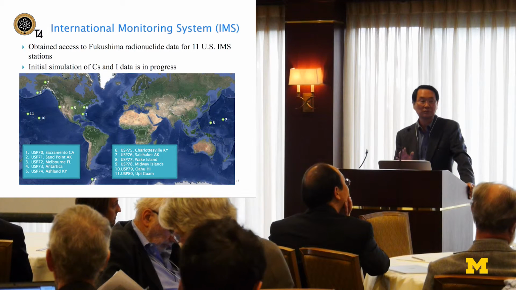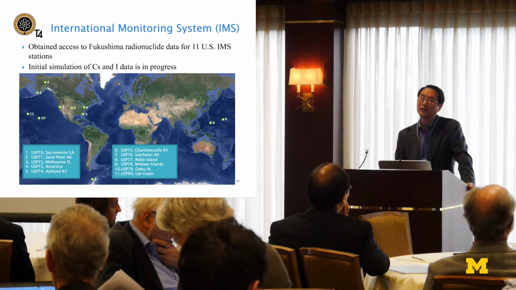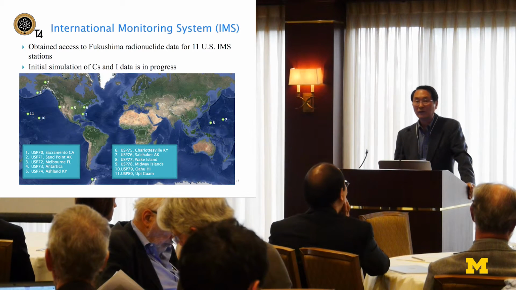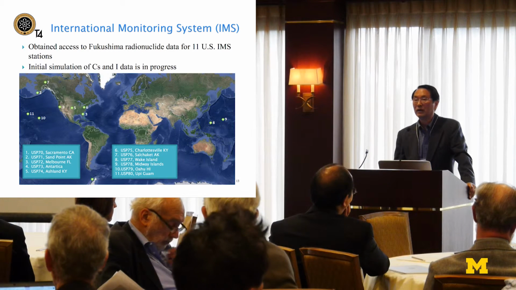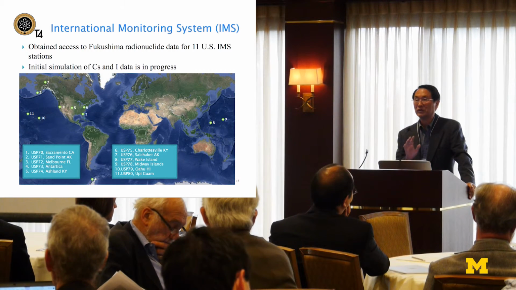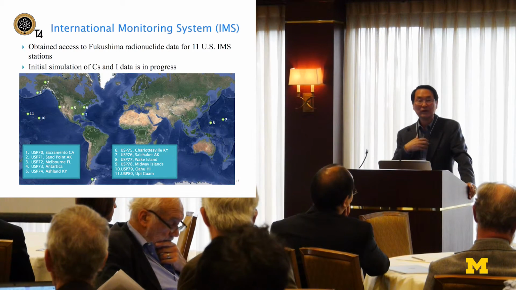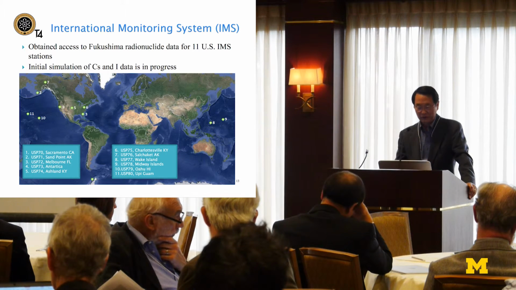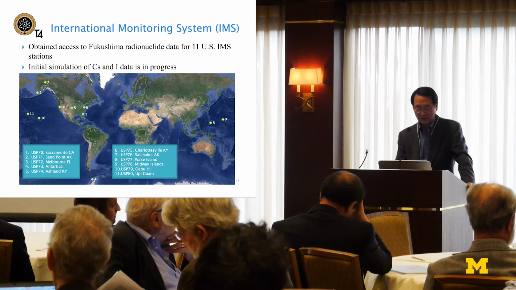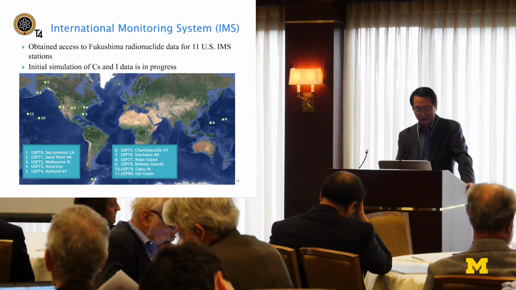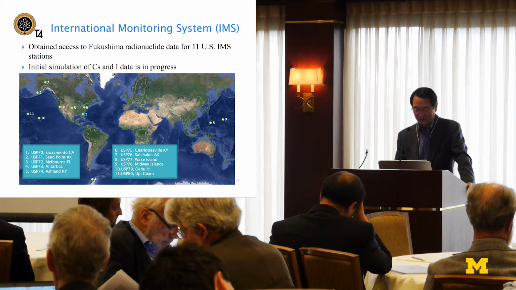And now I'd like to just briefly mention that, as Milton indicated, we just got access to IMS radionuclide data, but only part of it, US-only data. There are 80 IMS radionuclide data stations, but we've been allowed just the US alone. So there are 11 stations distributed over the contiguous United States, Alaska, and Hawaii. Which one is Hawaii? This one, okay, Guam, and then these are Wake Island and so on.